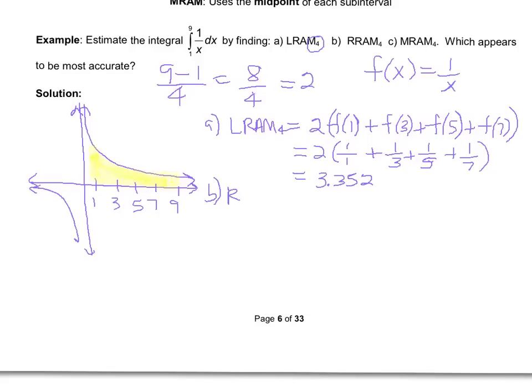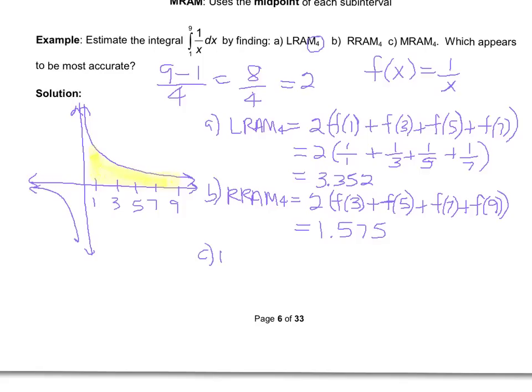For RRAM, using 4 subintervals, again the width is 2, and this time you're going to use the x coordinates of 3, 5, 7, and 9. So the height of the rectangles is determined by f of 3, f of 5, f of 7, and f of 9. If you plug that in, you're going to get 1.575.